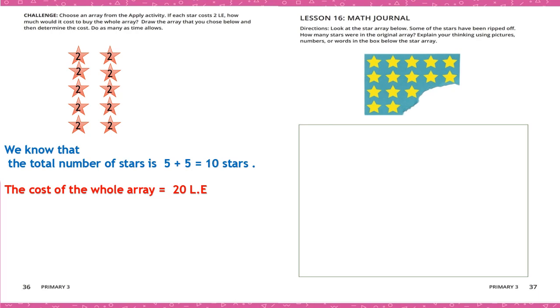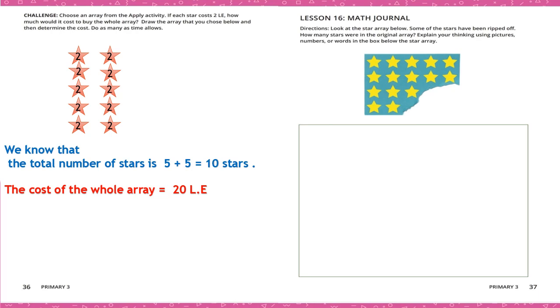Let's move to the next page, the math journal. Look at the star array below. Some of the stars have been ripped off. How many stars were in the original array? Here it's like our paper. When we rip our paper, cut it, okay? This was a whole array, and we ripped it, we cut it. I wanted to know how many stars were in the original array before I cut it.